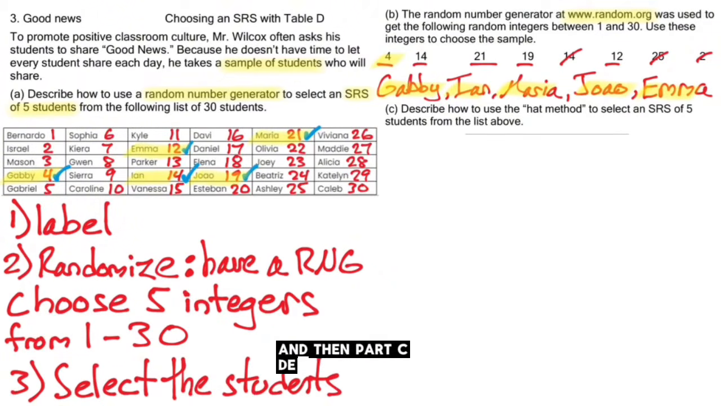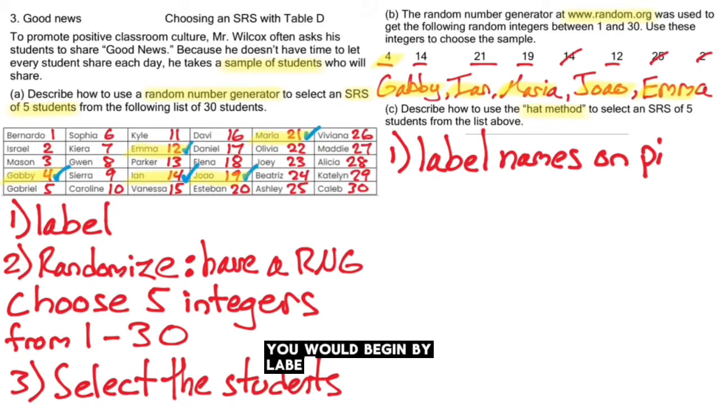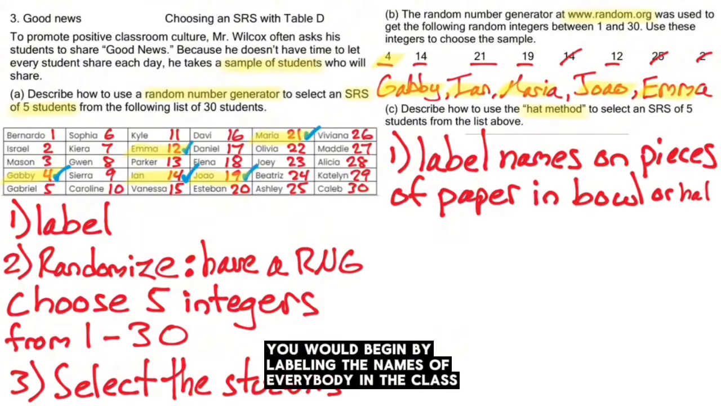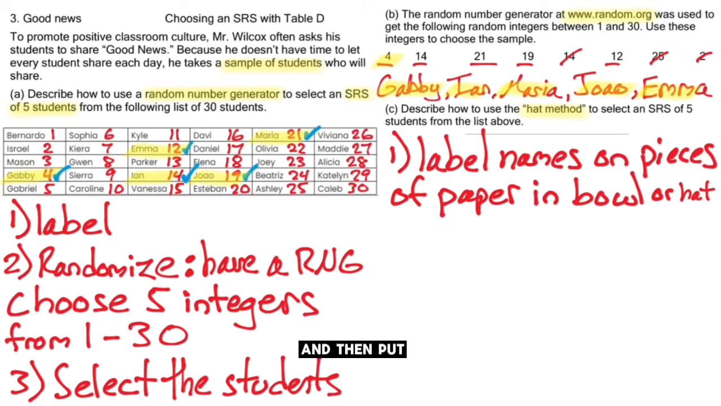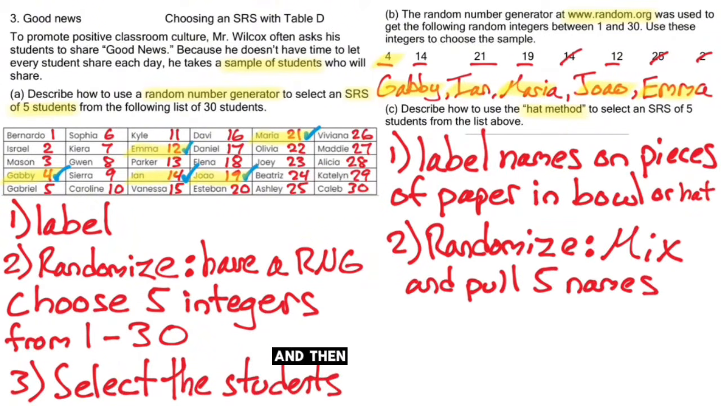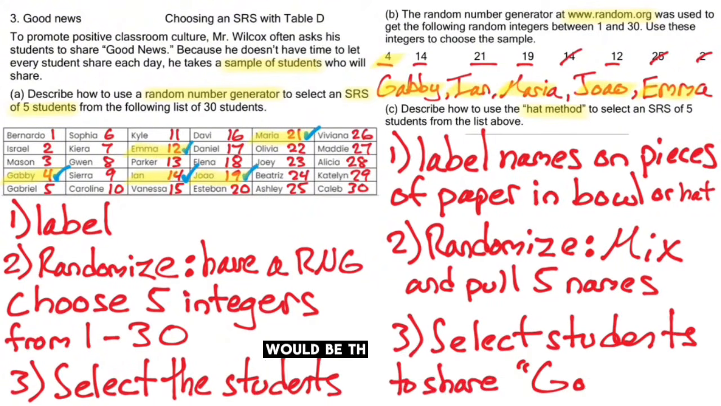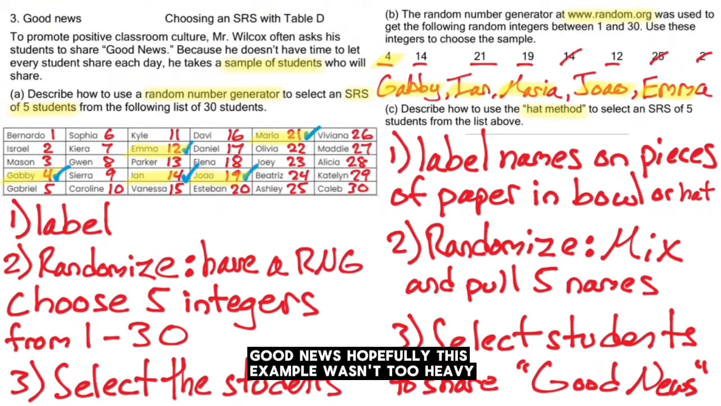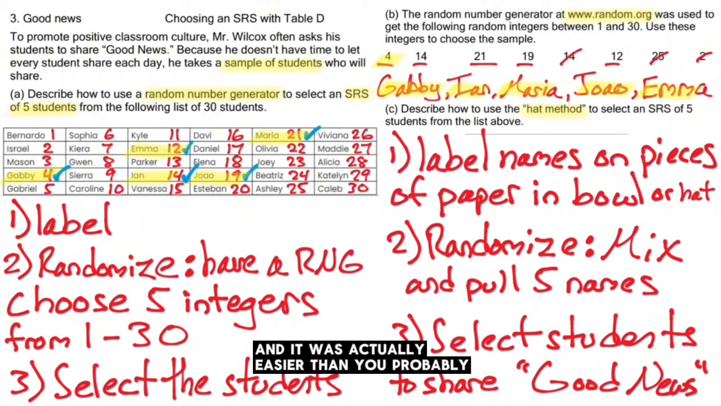And then part C, describe how to use the hat method, which is a very easy thing to do. I hope you didn't overthink it, but just to clarify, the hat method is as follows. You would begin by writing the names of everybody in the class, all 30 of them, on pieces of paper, and then put them in a bowl or a hat, and then randomize things by mixing it up. And then choose 5 of those students, pull the 5 names, and those 5 names would be the selection of the students who would be sharing good news. Hopefully this example wasn't too heavy, and it was actually easier than you probably thought it was going to be.